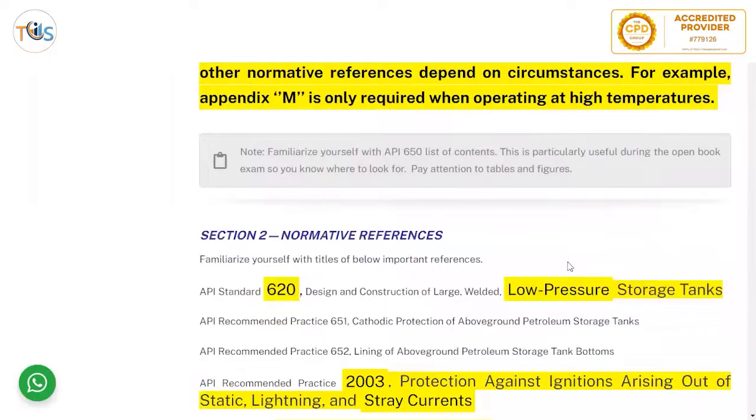Familiarize yourself with API list of contents. This is particularly useful during the open book exam, so you know where to look. Pay attention to tables and figures.